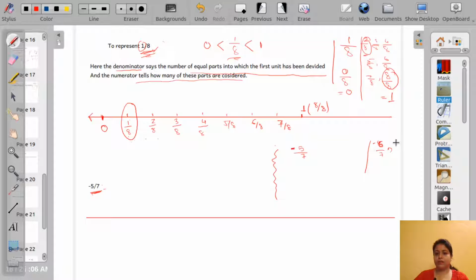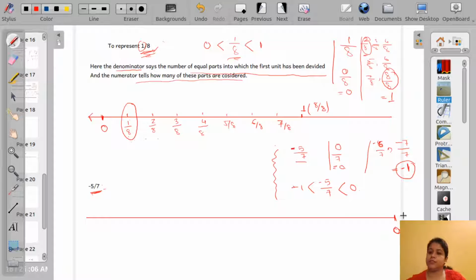or integer. Minus 7 by 7 is minus 1. Okay. That means this number, and we can obviously write 0 by 7, that means 0. That means this number lies between 0 and minus 1. Okay. So here we will mark it as 0.